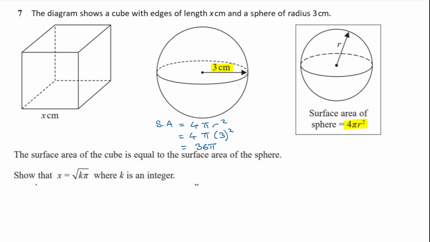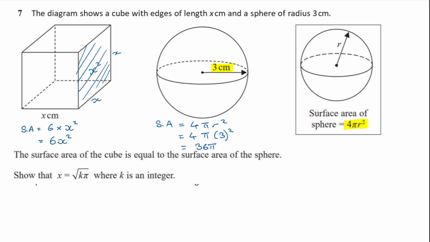Okay, now over to the cube. It's a cube, isn't it? Yeah, it's a cube. That means all the sides are the same length, isn't it? So we've got x, x, and x. So what is the surface area of a cube? Well, with a cube, you've got 6 faces, haven't you? I've got 6 faces, and each face has an area of its length times its length, which in this case is x times x. So each face has an area of x squared, and there are 6 of them, so that gives me a total of 6x squared.